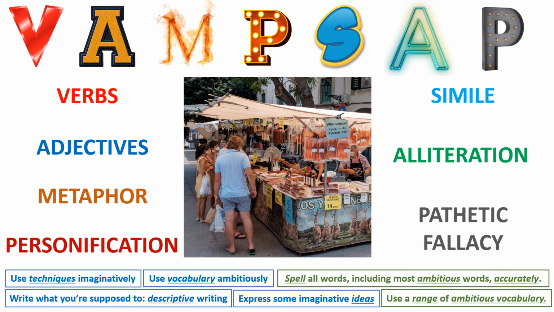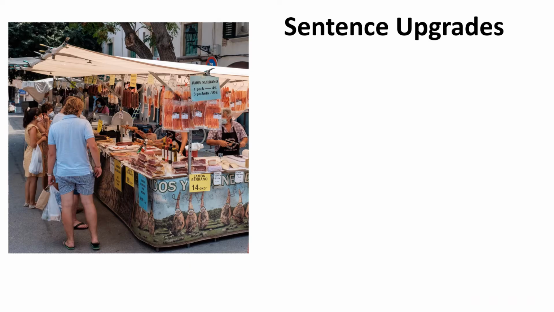Okay, so far we've got your structure with your panoramic view, you drop in, you zoom in, you shift out, your cyclical structure. Then you think VampSap. There's one final thing you do next. Sentence upgrades. What types of sentences are you going to use?